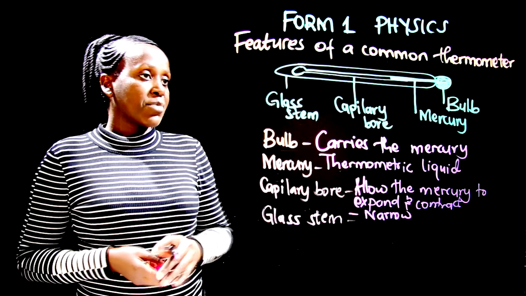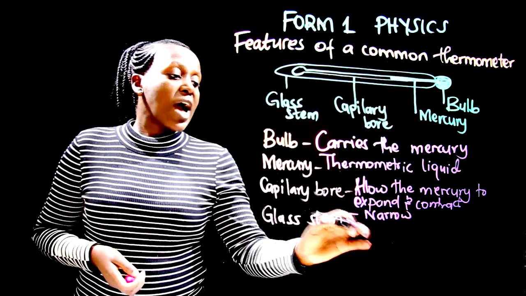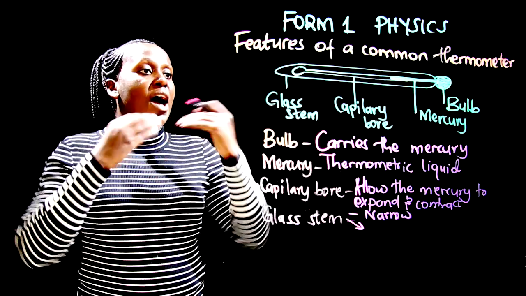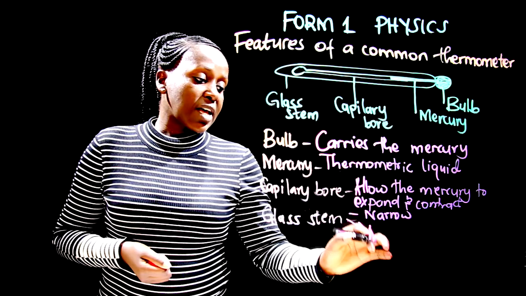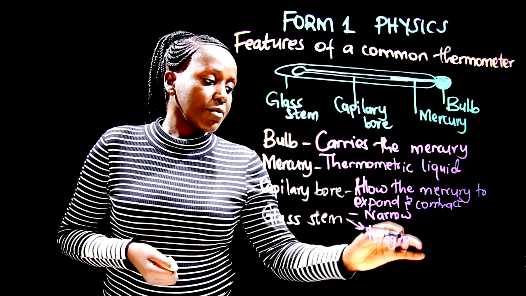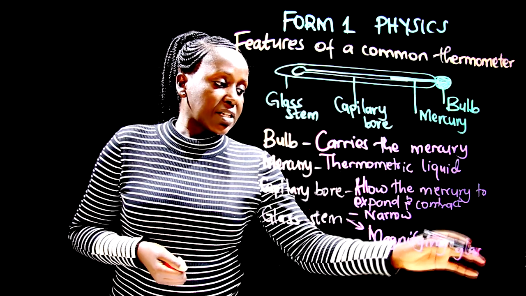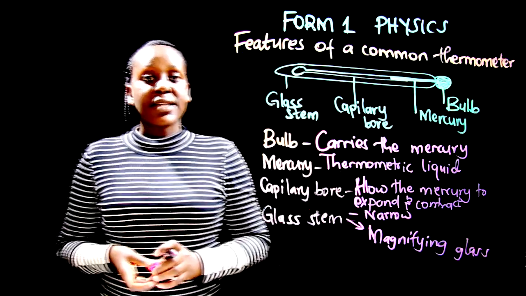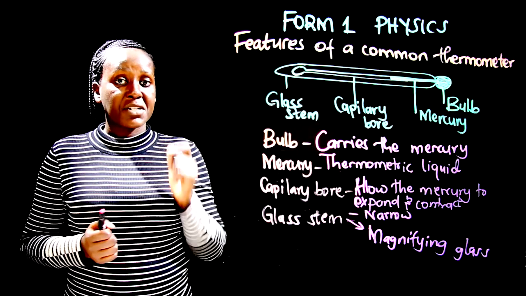Then the glass stem is the outer glass part, which is the one that houses the capillary bore, and then it also acts as a magnifying glass so that it is easy for the readings to be taken. Remember, those small deviations on the thermometer are very tiny.